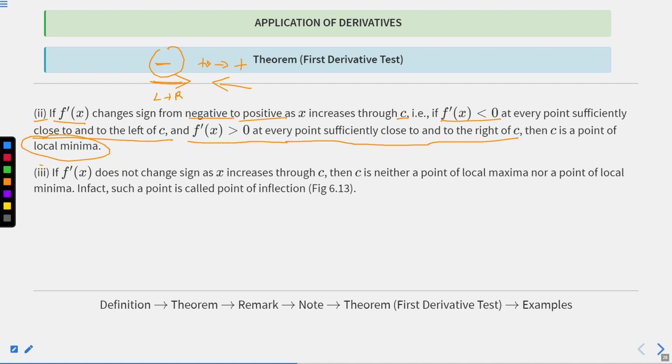Now the third thing: if f dash x does not change sign as x increases through C, then the point C is neither a point of local maxima nor a point of local minima. In fact, such a point is called a point of inflection. Such points we will be calling point of inflection. Okay, clear? I hope that it is clear to you. Okay, let us move next.